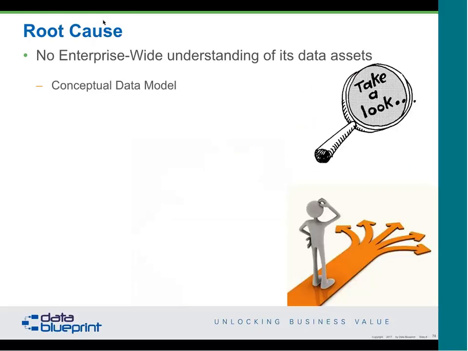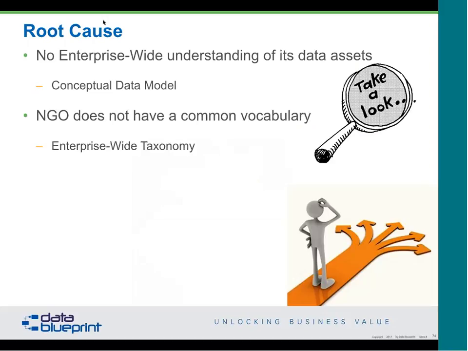So we took the first stab at it. What was the root cause? Well, we found out there was no enterprise-wide understanding of its data assets. They lacked a conceptual data model. They didn't have a common vocabulary. So if I said the word project to Peter, he would tell me one example, and if I went over and said it to Mike, he would tell me a completely different meaning. And that could be a problem if you need a report on projects.